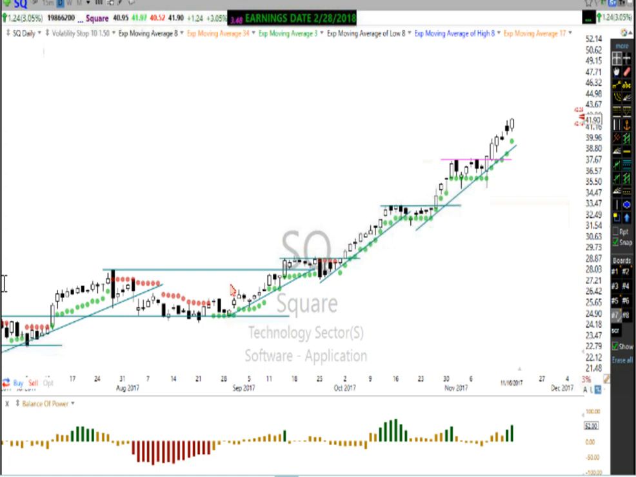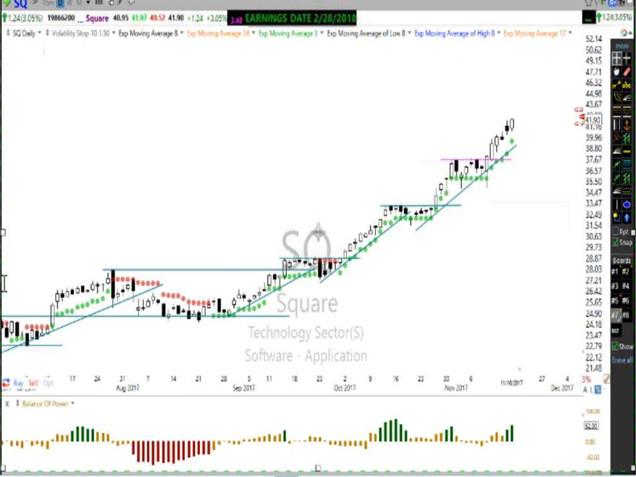What I do is I wait for the pullback to price support. I wait for a buy signal. One of the mistakes I made for years and years and years was anticipating a turn, trying to nail the entry. You get the perfect entry.